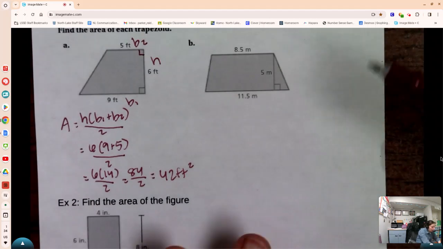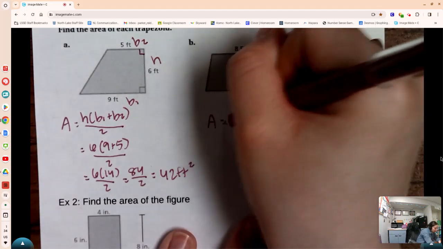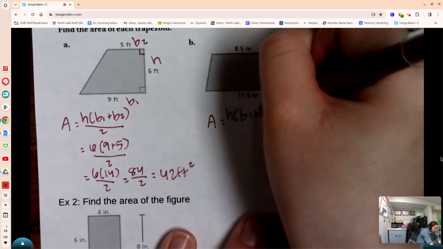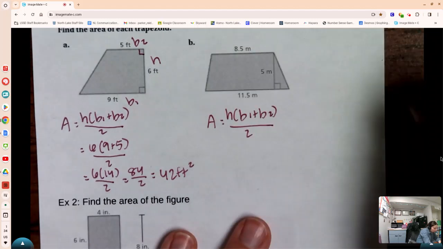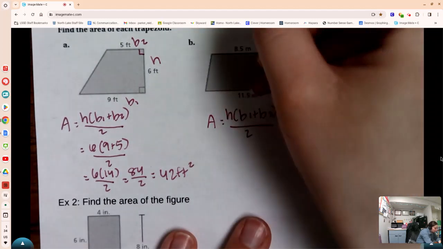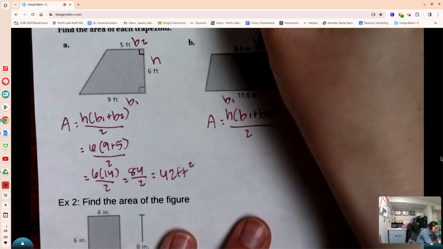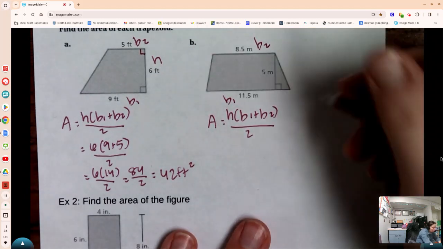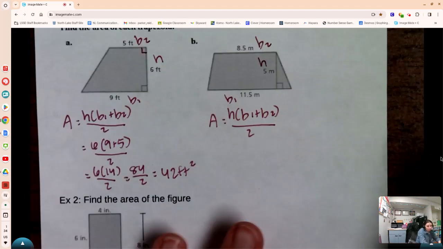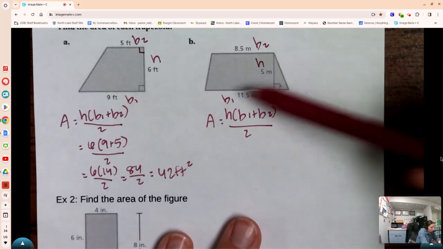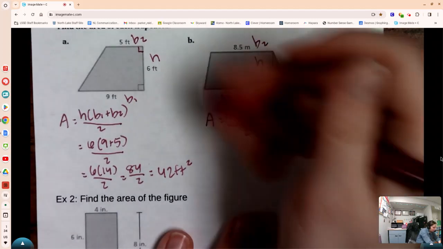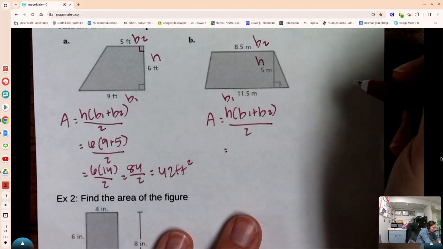And I'm going to go ahead and write down my formula. Area equals height times base 1 plus base 2, all divided by 2. Remember, the bases are the parallel sides, so in this case, that's the 11.5 and the 8.5, and the height is the line going straight between them, the 5 meters. A right angle is always right because it shows the base and height, and then across from the base, I have my other one. So I'm going to plug in or substitute those values.